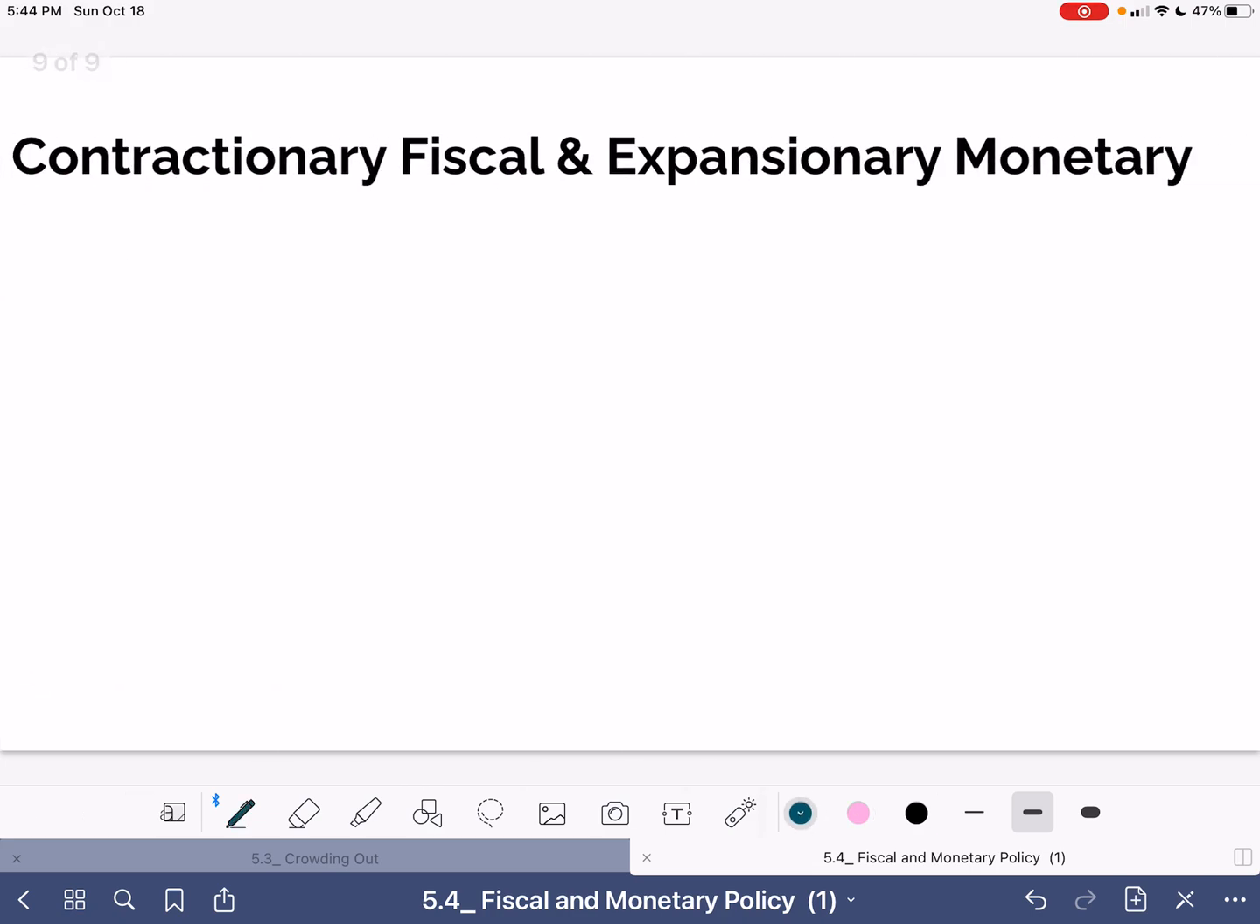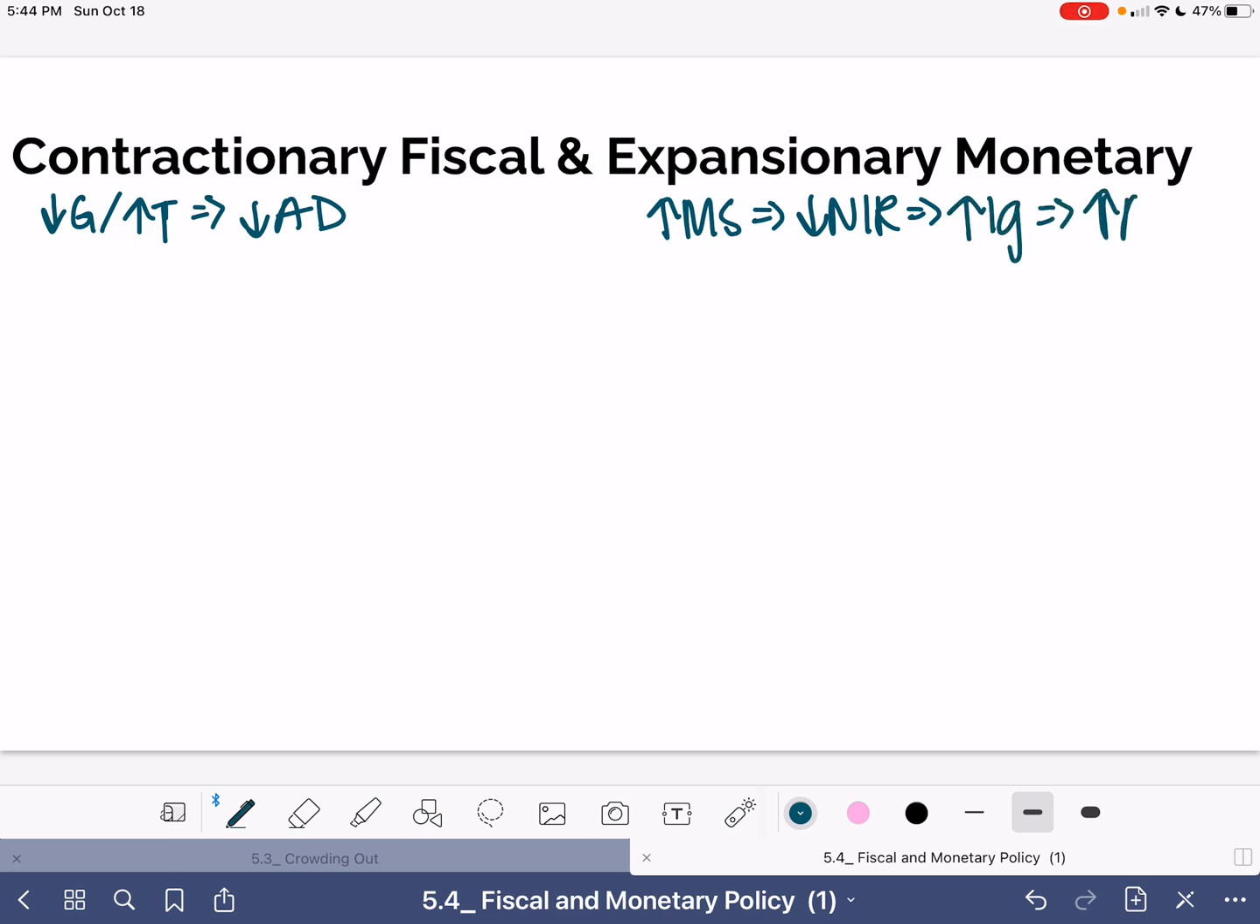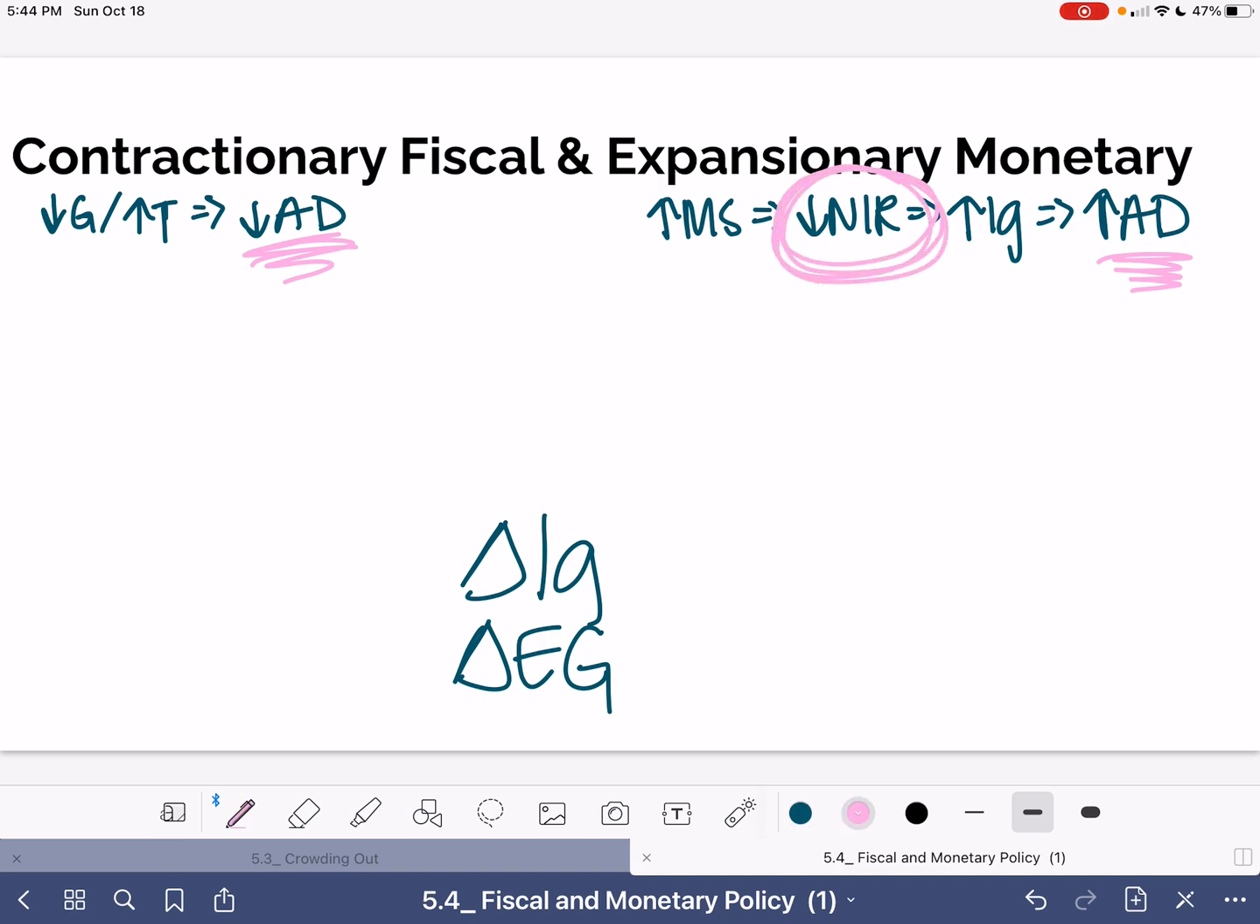Now let's do contractionary fiscal with expansionary monetary. So contractionary fiscal, we're going to decrease government spending, increase taxes, which will decrease aggregate demand. Expansionary monetary, we want to increase the money supply, which will decrease the nominal interest rate, which will increase investment spending, which will then increase aggregate demand. We have conflicting aggregate demand movements. So now we need to check what our change to investment spending and then the change to economic growth will be. So we already have our interest rate change in monetary policy. It's decreasing.